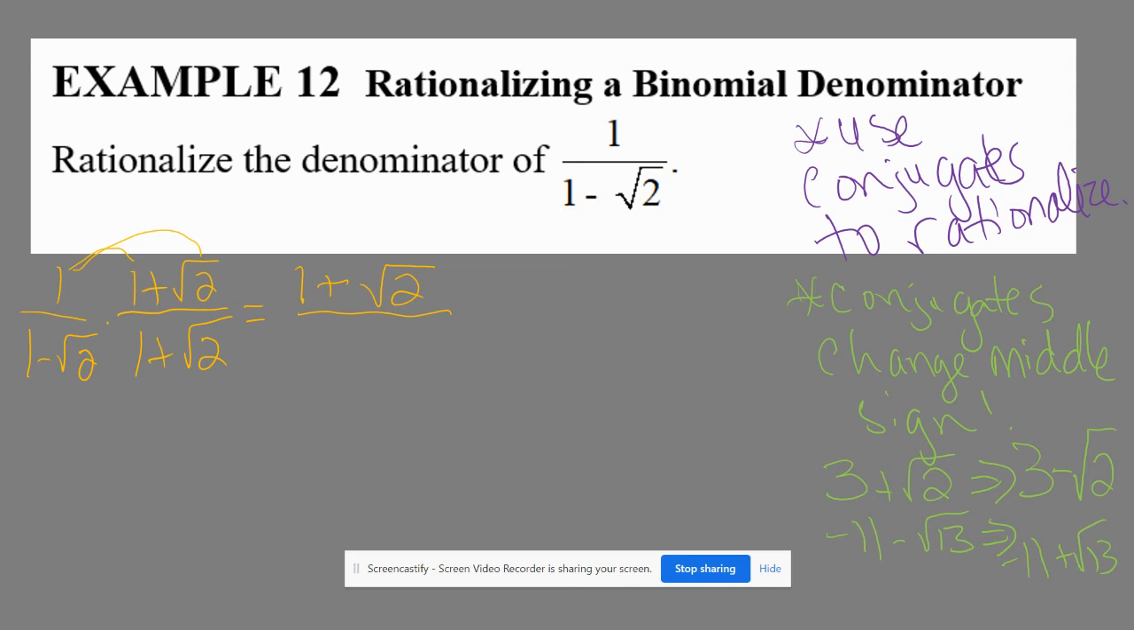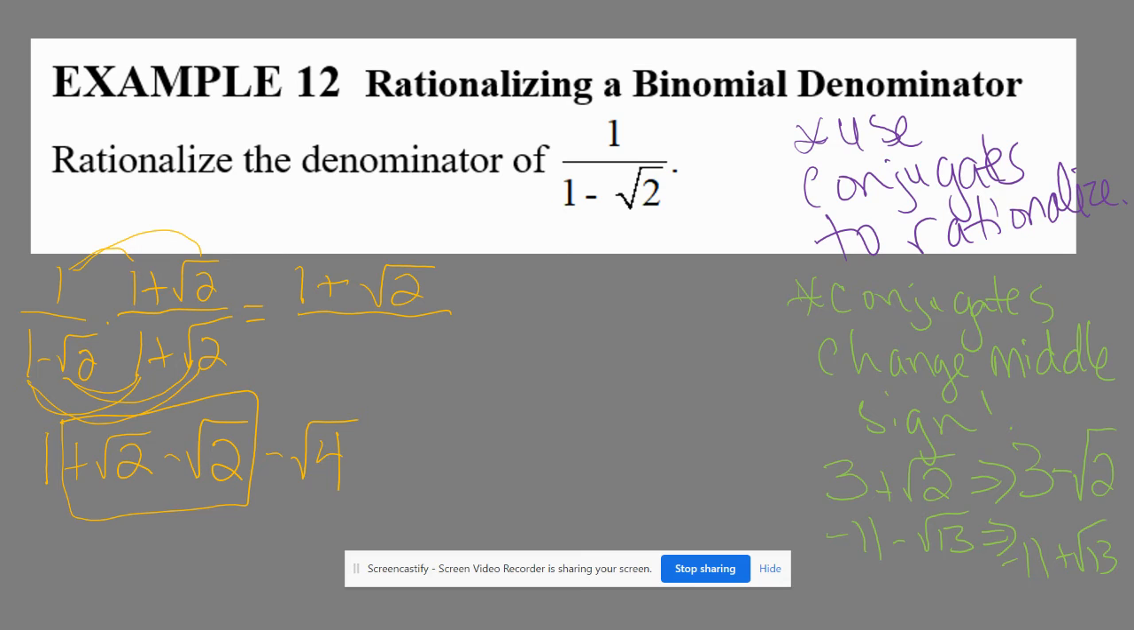On the bottom, we're multiplying, distributing, FOILing, however it is that you love to multiply binomials. 1 times 1 is 1. 1 times the square root of 2 is 1 square root of 2. Negative square root of 2 times 1 is negative 1 square root of 2. And negative square root of 2 times positive square root of 2 is negative square root of 4.